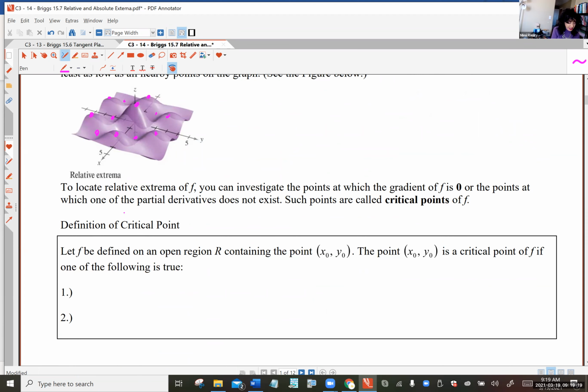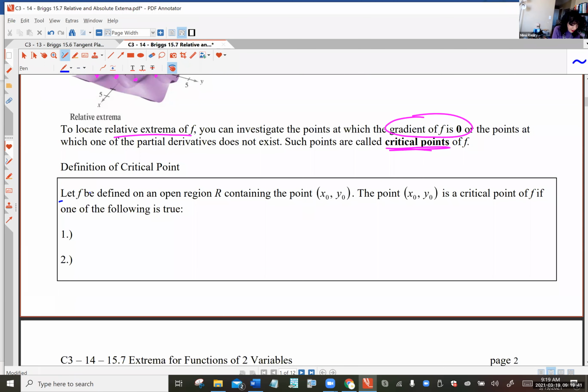So how do you locate these relative extrema? Well, you got to go get those critical points. So where are they? Well, you're going to figure out where your derivative is 0, in particular where your gradient is the 0 vector. These are called critical points. So let's do the official definition of critical point, and then we'll do some examples.